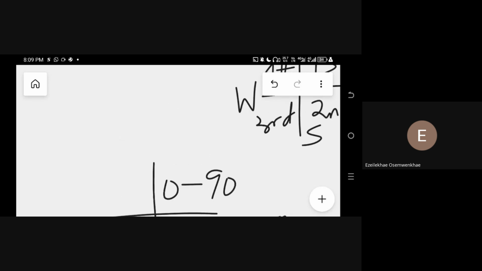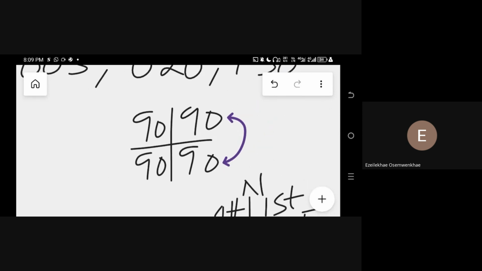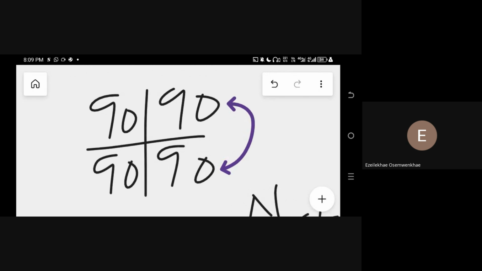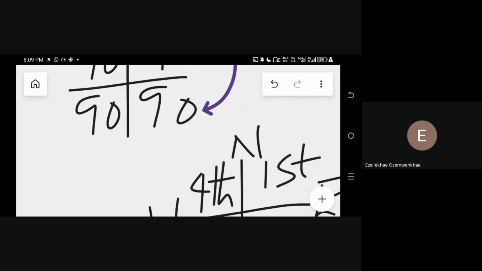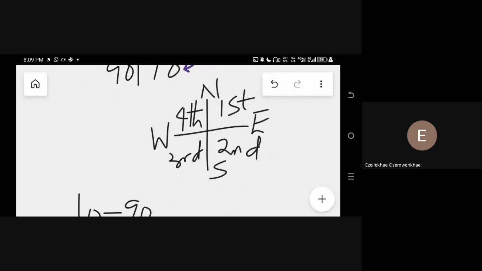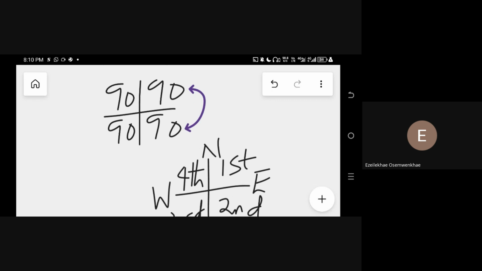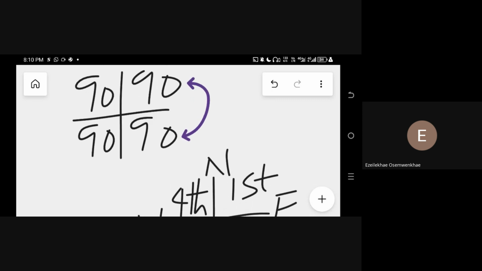Let's come back to this. Maybe you guys have to look at this very well. Look at your first quadrant, second, third, and fourth. Then now you can see there, first, second, third, and fourth. Then now let's come back here. Look at this.